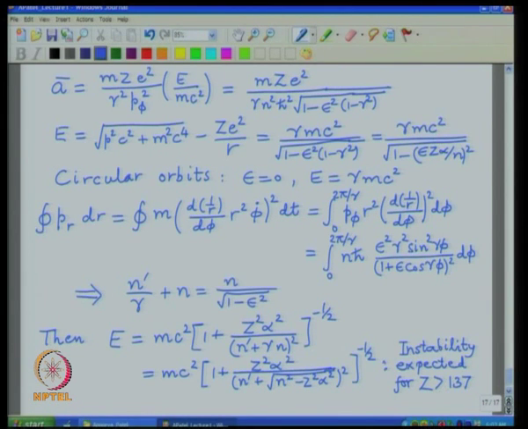When Z becomes bigger than 137, of course, these things break down, but no particular contradiction arises with experiments, because there are no nuclei with charge bigger than 137 occurring in nature. And this formula can be compared with what we got from the Klein-Gordon equation.